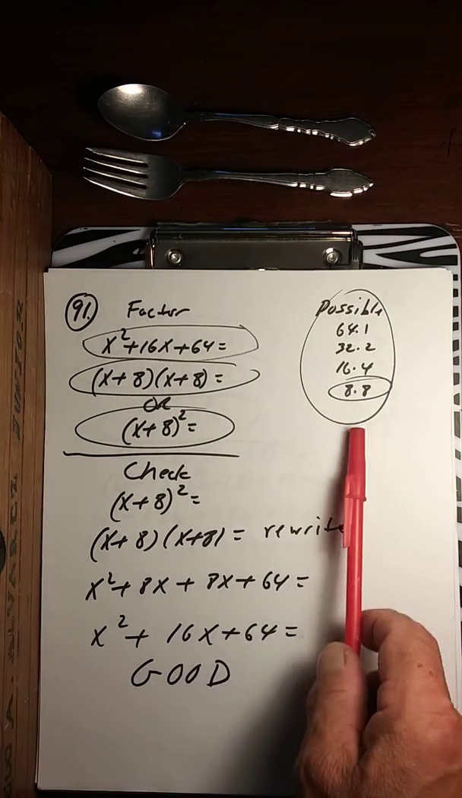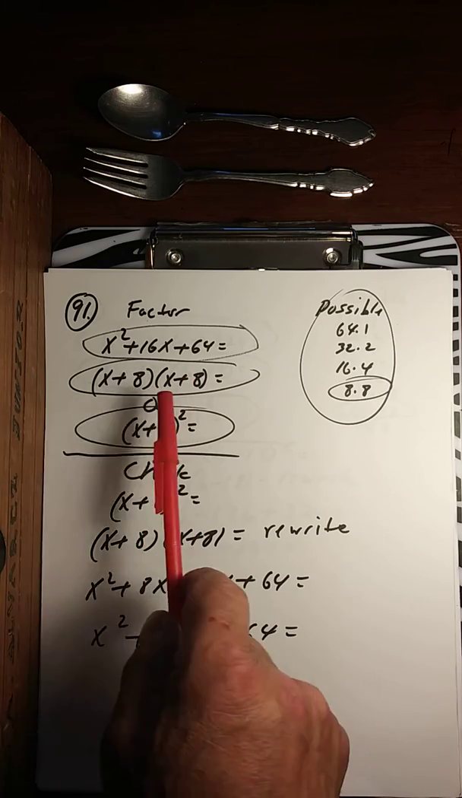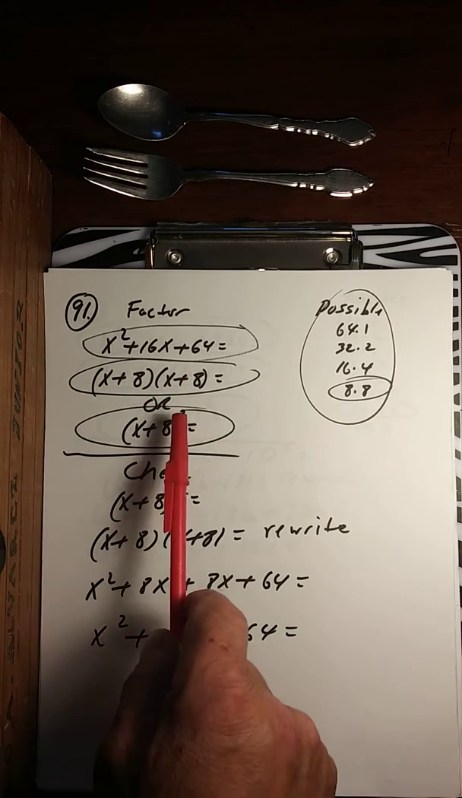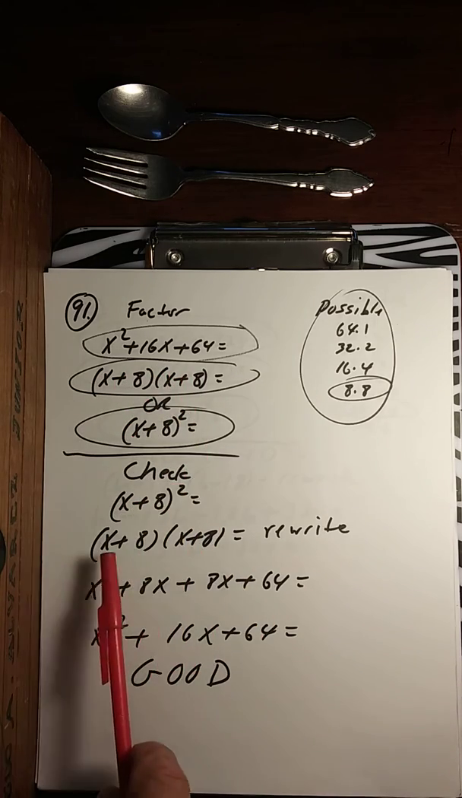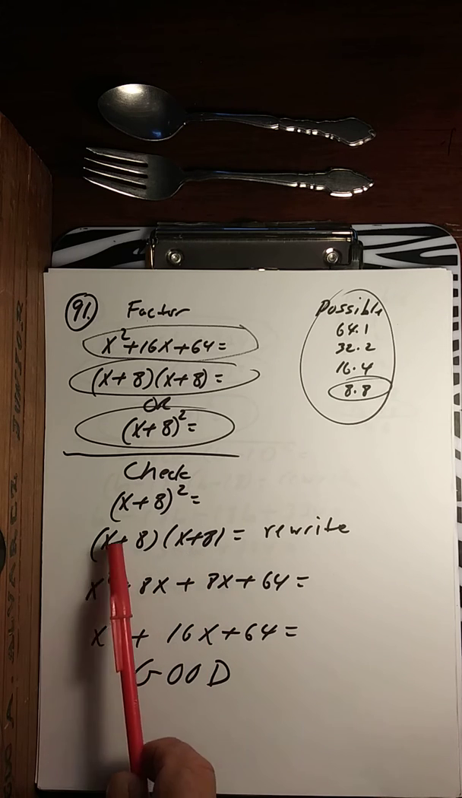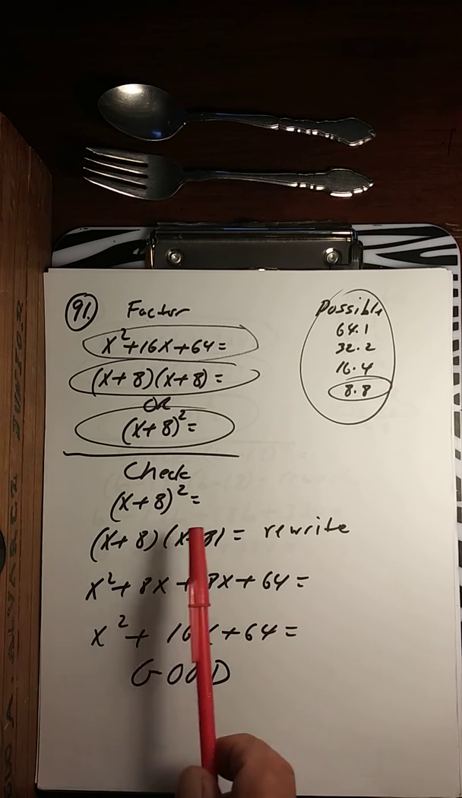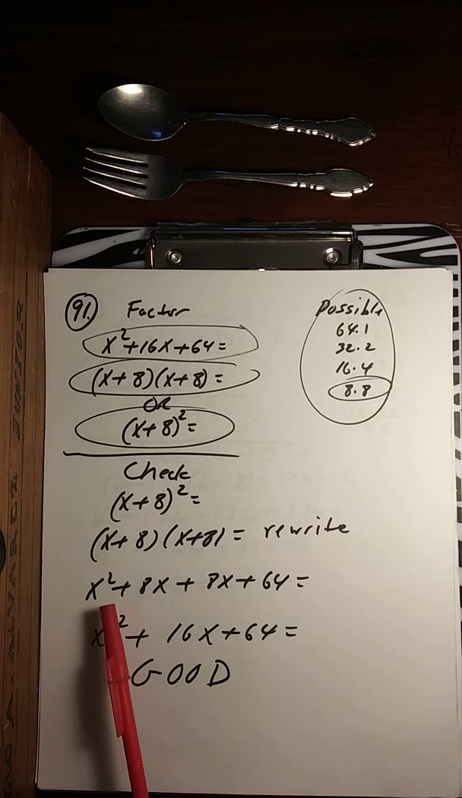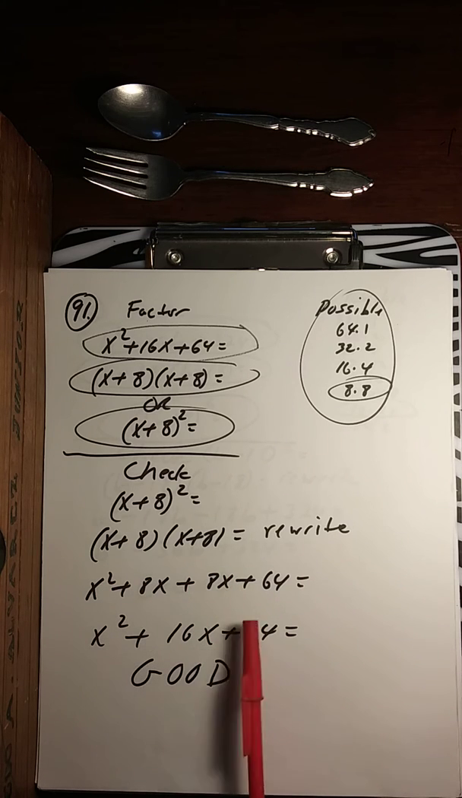Factor this one. Guesses, possible numbers, like 6 and 4, but 8 and 8 looks like the one. x plus 8 squared. Check it. x plus 8 squared means x plus 8, x plus 8. Multiply it out. x and x, x squared. x and 8, 8x. And 8x and 64. So we have x squared plus 16x plus 64.